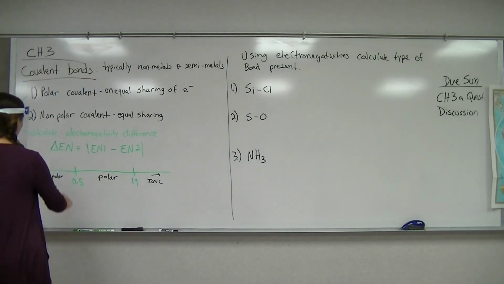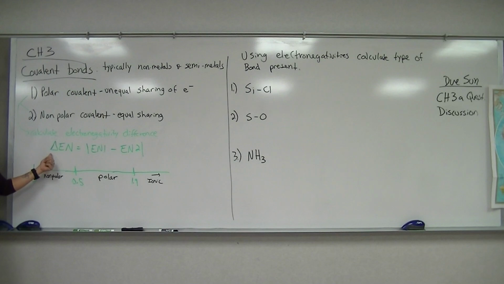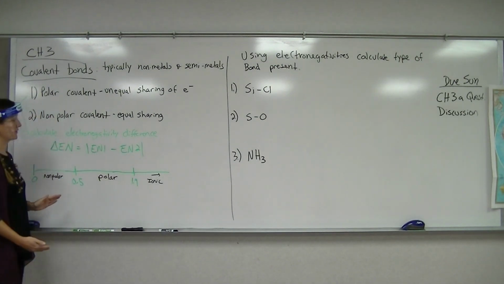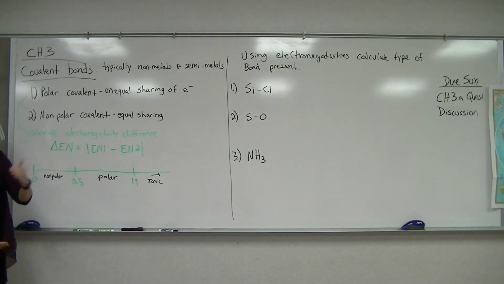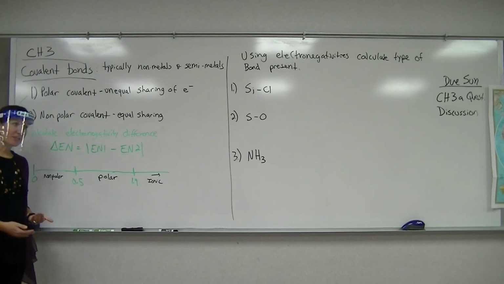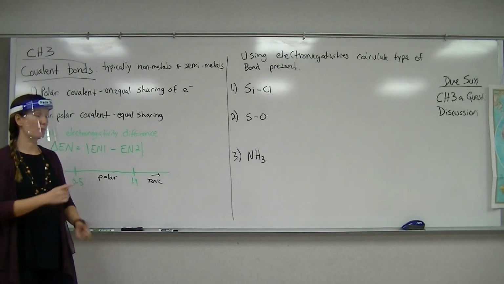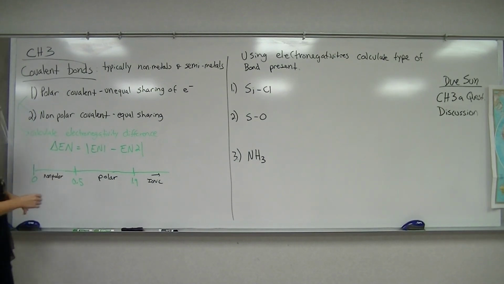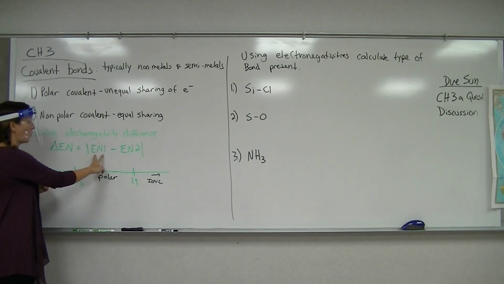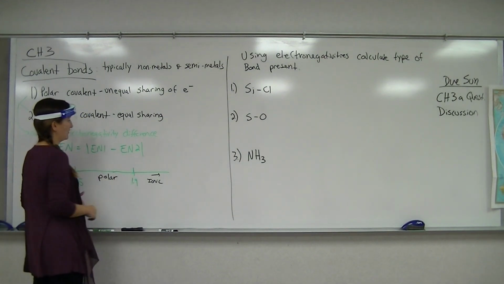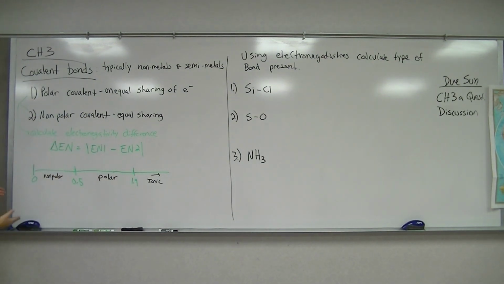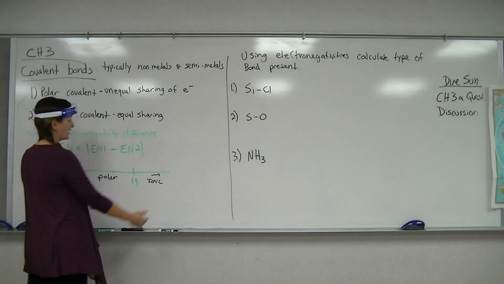So here's the equation that we're going to be using. This triangle is called a delta sign. Delta EN just means change in electronegativity. Notice I have absolute value bars on either side of the equation. What that means is when I calculate it, it's going to be positive. If you happen to get a negative, just change it to a positive. The number itself won't change, just the sign. So we're going to take the electronegativity of one atom and subtract it from the electronegativity of the other. Whatever we get, we're going to use this scale below to figure out the type of bond.